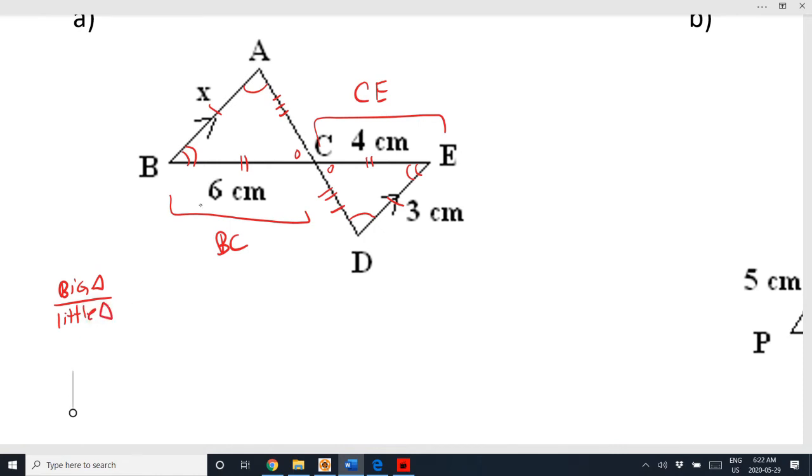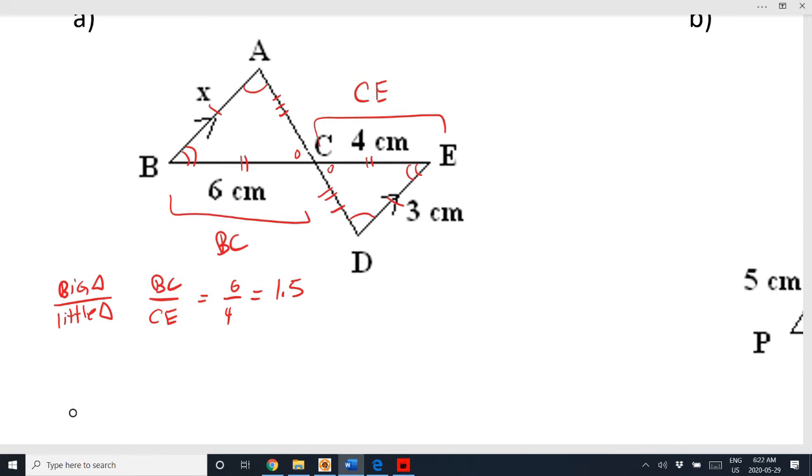And what I mean by that, we're going to put the big value here, BC, over the similar C to E. And this will be equal to our scale length. So let's find out what that is. So B to C, that's 6, and C to E, that is 4. And this will give us a scale length of 1.5. Now, this scale length is going to be the same for both of these triangles.